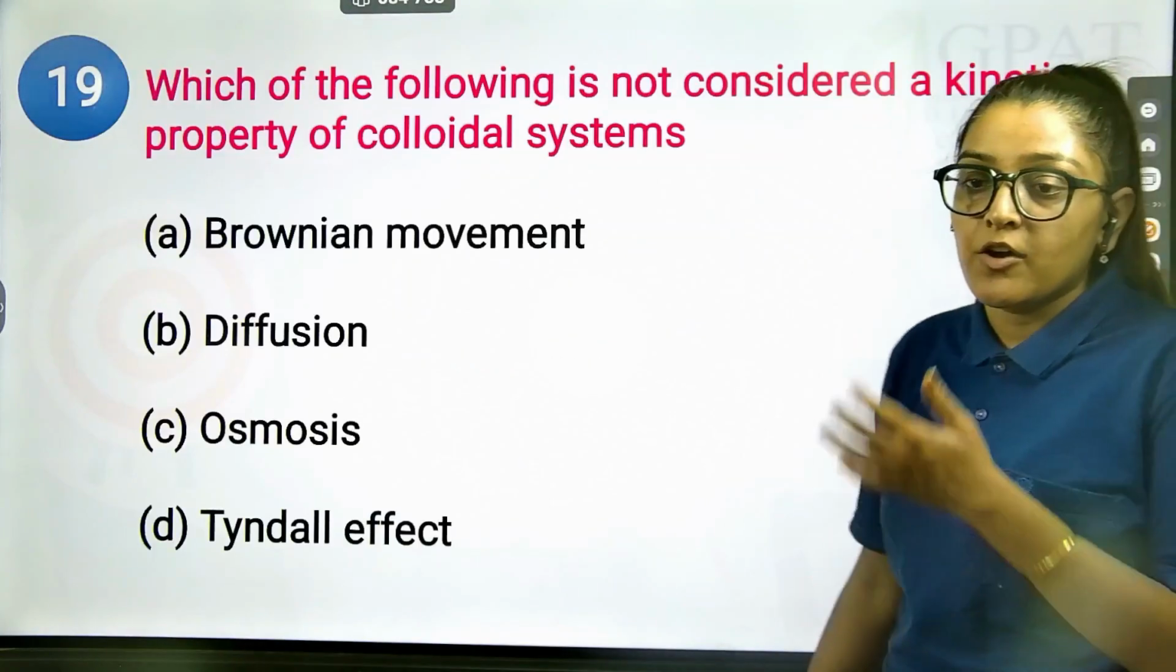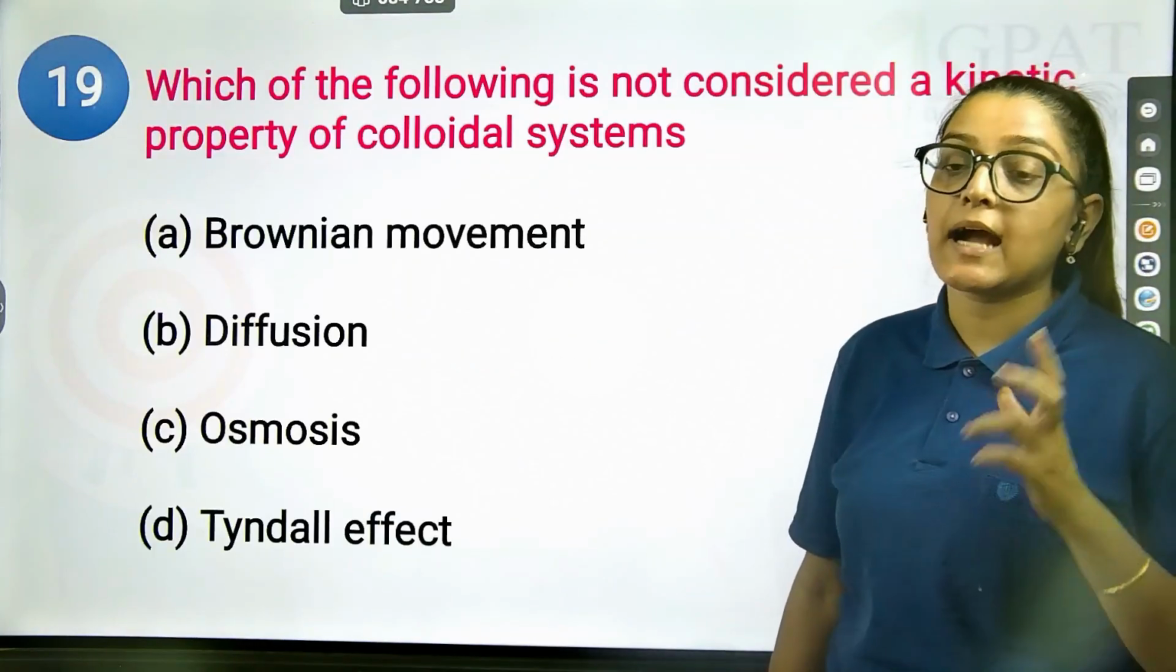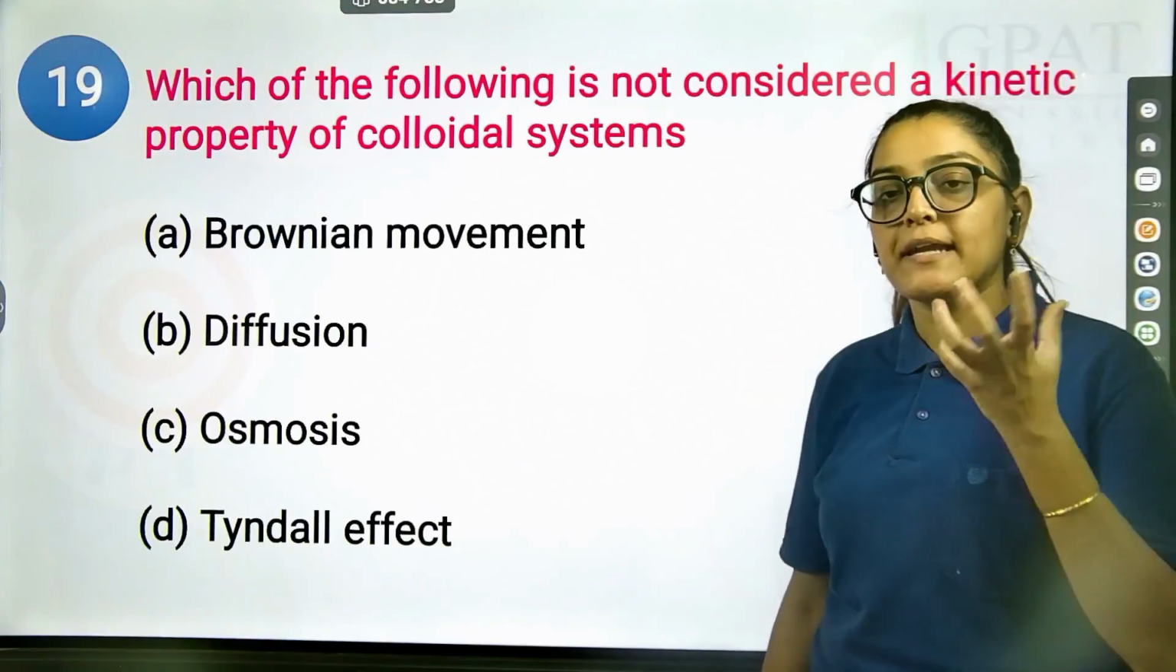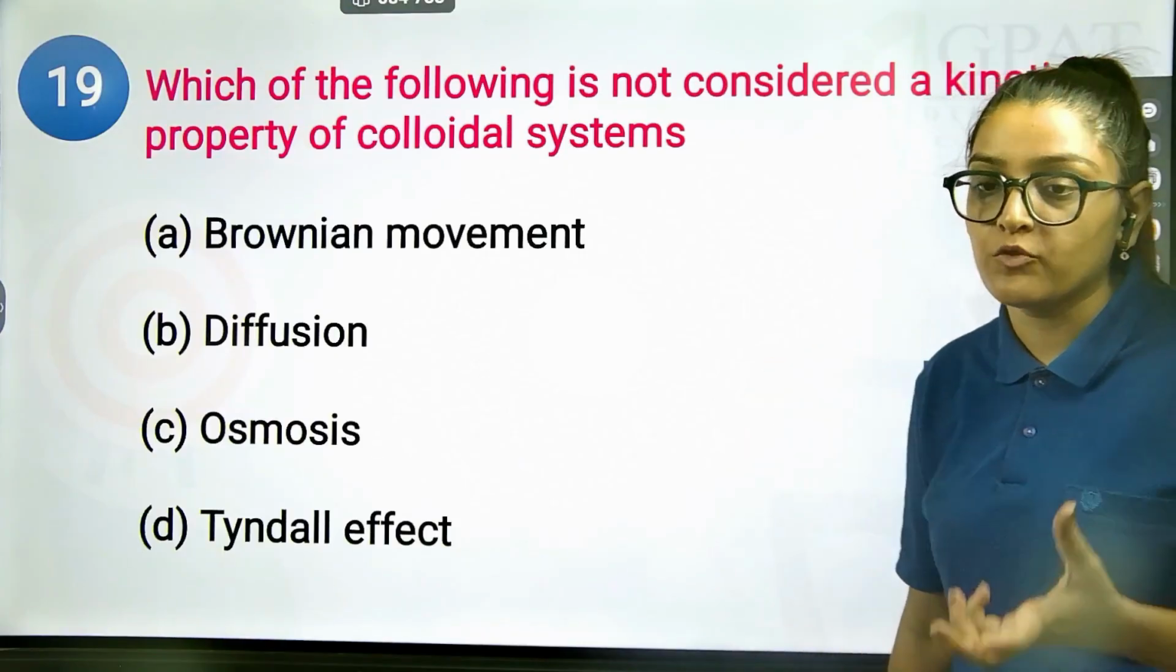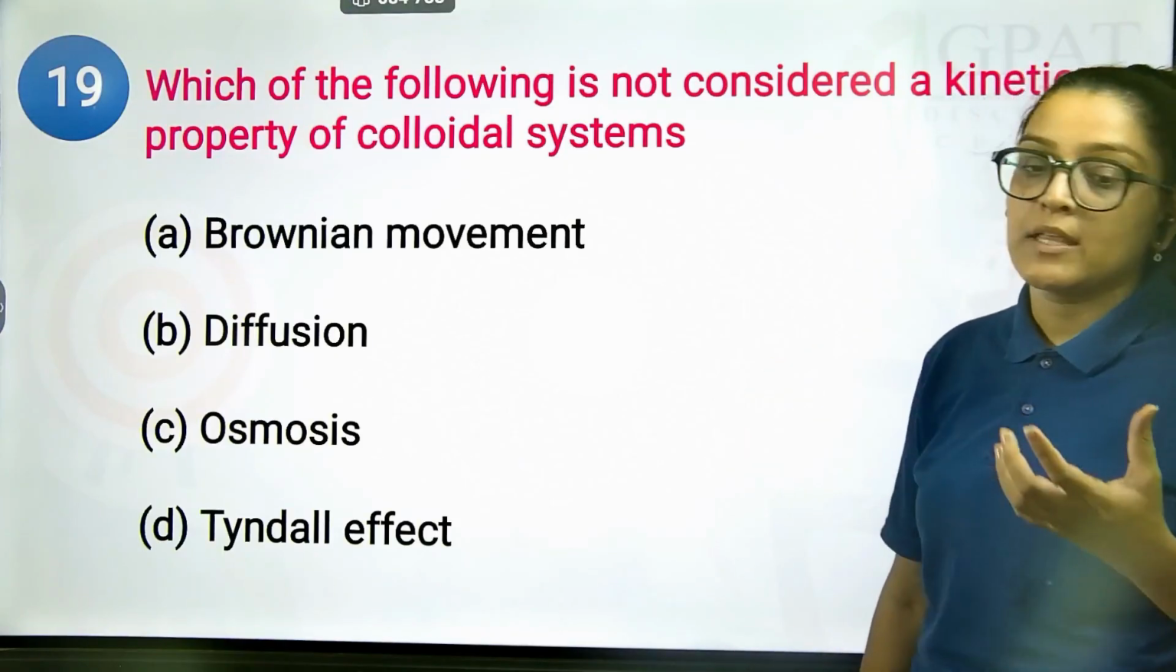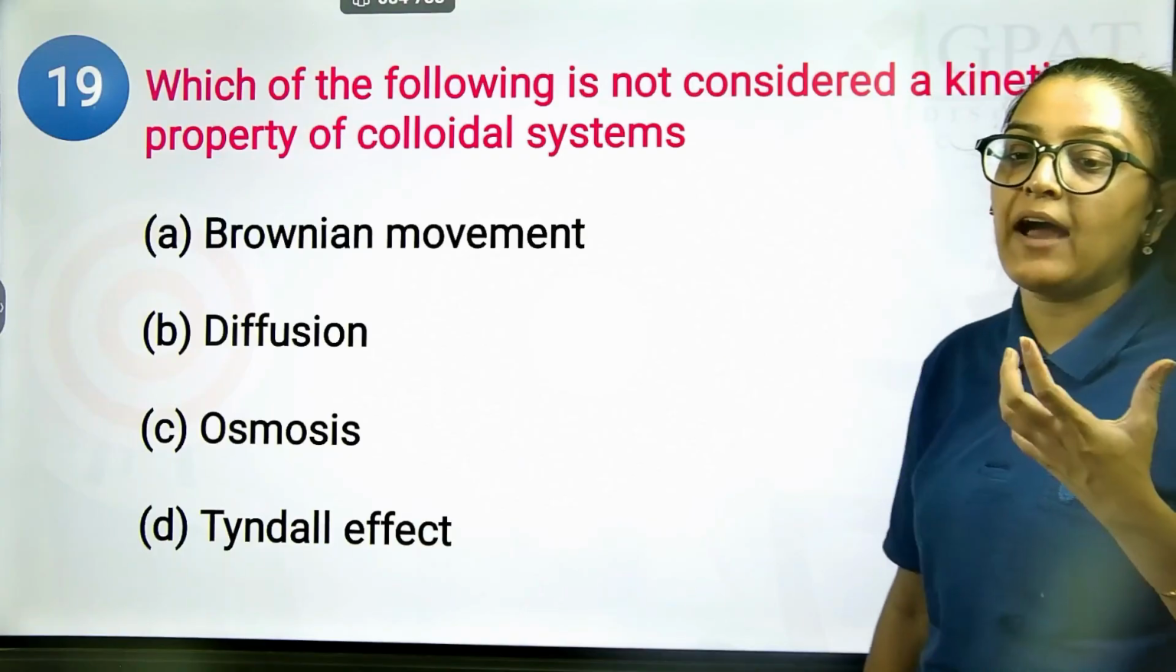Okay. Next, which of the following is not considered as a kinetic property? Brownian motion. Kinetic property represents some sort of movement, right? Then we have diffusion, then we have osmosis, and then we have Tyndall effect.